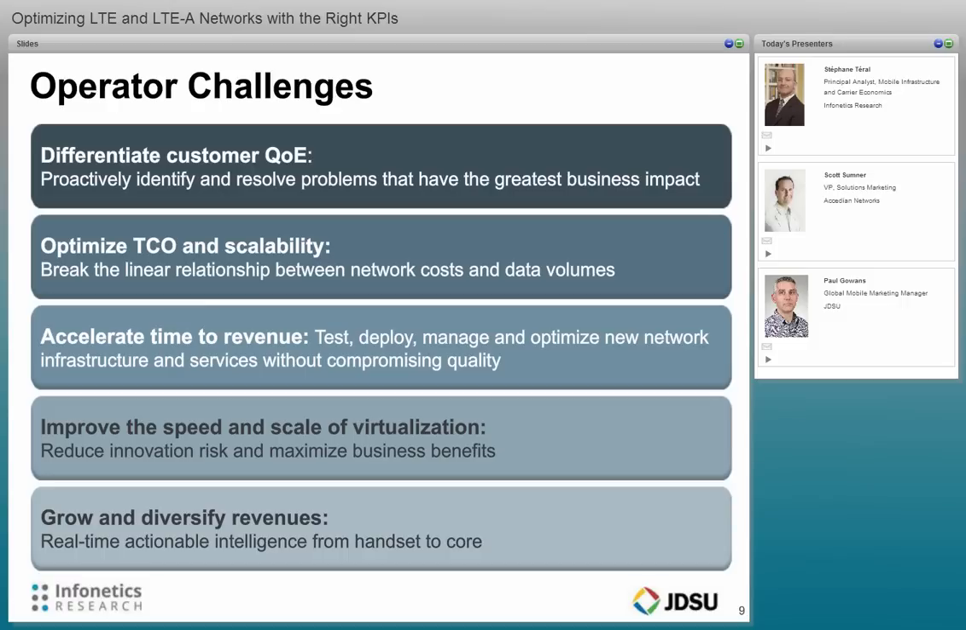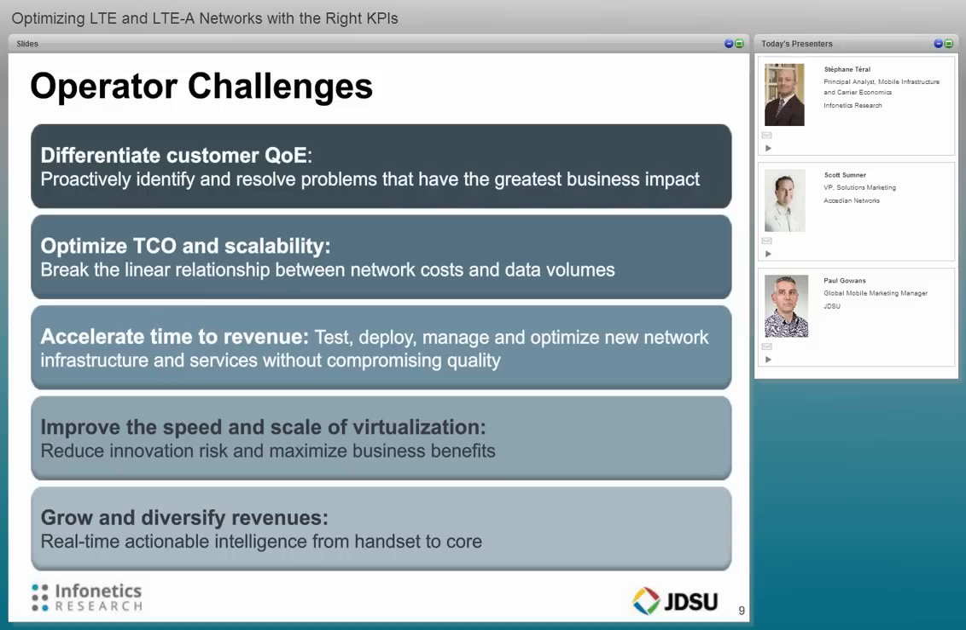The third one is about time to revenue, and this is about getting things out there quickly, but importantly generating business and without compromising quality. I guess anyone can get something out to market. The question is, is it going to generate some value to the bottom line, and is it going to do that with a high quality service?